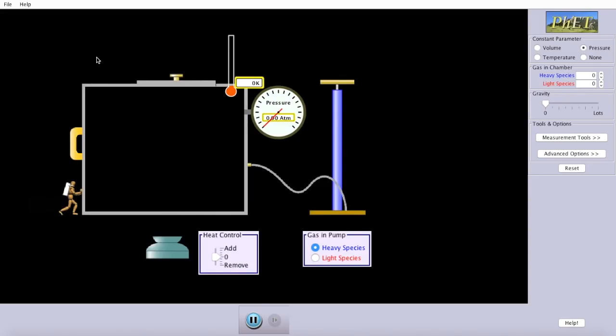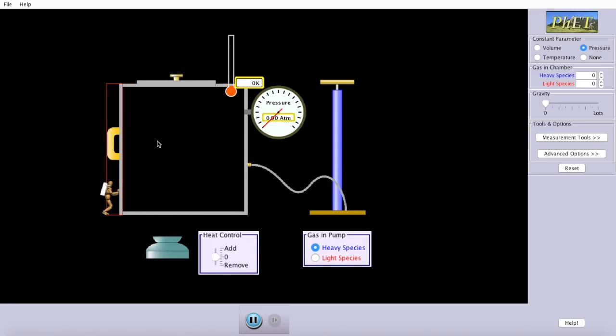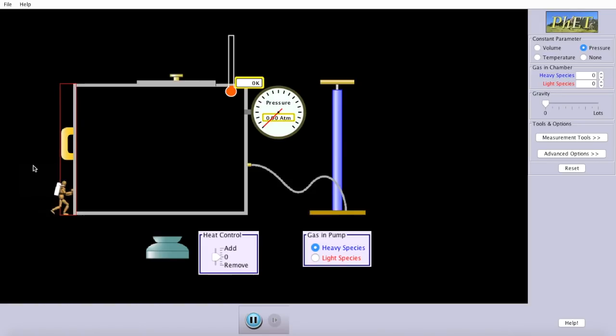A simulation open here from the University of Colorado, and it is a gas properties simulation. There are 4 gas properties or variables that we can manipulate in gas problems. One being the volume of the gas, represented by the tank, and we can increase or decrease the volume of the tank by having that little spaceman dude there move back and forth. Or maybe he's a scuba diver, I don't know. He's wearing a tank of some sort.